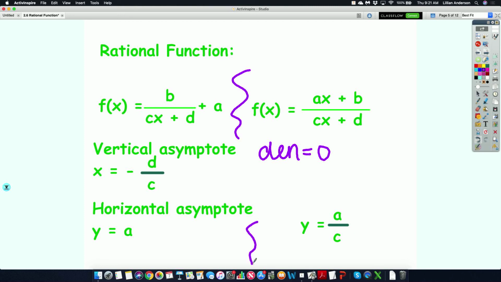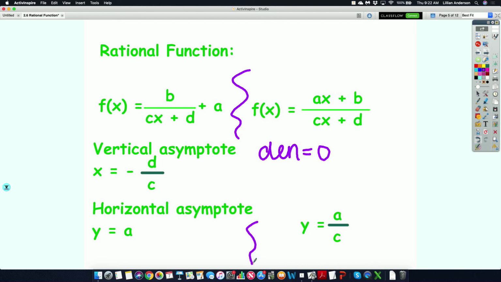Your horizontal asymptotes, there's two different types because they correspond with the two different functions above. For the one where the a is not a part of the numerator, the horizontal asymptote is y equals a, because that a represents a vertical translation of the original reciprocal function. So anytime it's being translated up or down, that is going to move that horizontal asymptote, hence why the horizontal asymptote is y equals a. And then the one over here on the right, your horizontal asymptote is going to be y equals a over c, anytime the exponents are equal to each other.